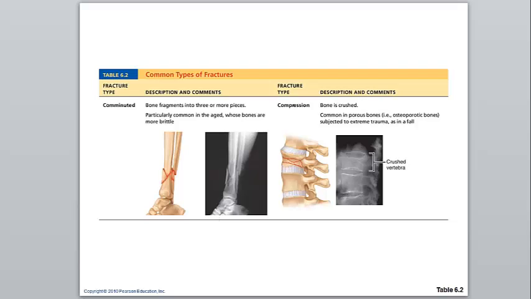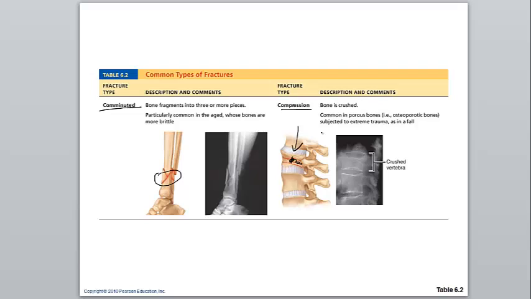Now, in this picture, you're seeing two different types of fracture. The first one is a comminuted fracture. You can see how there are many pieces of bone, two, three, or more pieces of bone. This is because the bone has become brittle and it shatters very easily when force is applied. So it happens as you get older. The same is true of compression. The bone is porous, osteoporotic bone, most commonly in your vertebrae. The pressure that is put on the vertebrae causes the crushing of the bone over here.